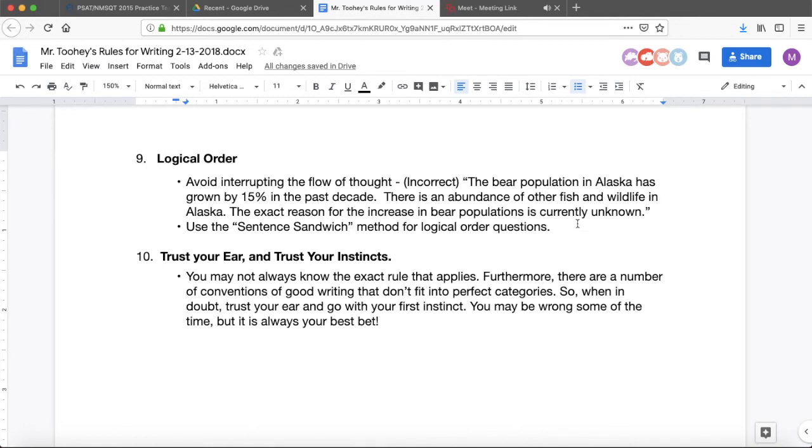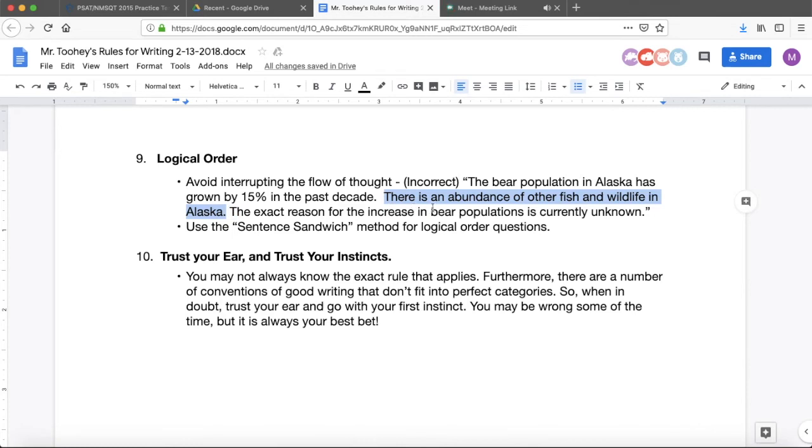They'll give you questions. They'll literally give you a sentence and say, okay, where does this sentence belong? And you just got to plug it in. In fact, go and read that last bullet point in logical order, please, Nicole. Use the sentence sandwich method for the logical order questions. Yeah, sentence sandwich method involves a sentence in question, like right here, and we're going to get some practice with it. There's an abundance of other fish and wildlife in Alaska.